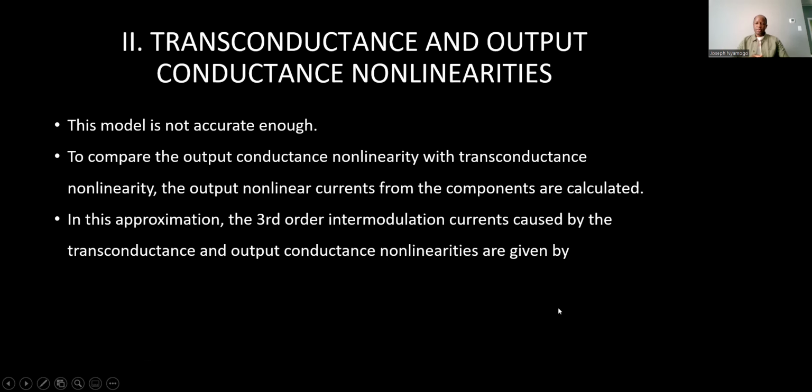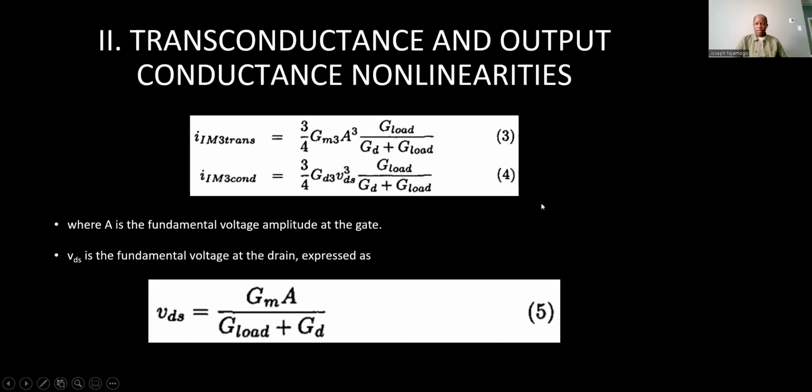Now, this model is not accurate enough to compare output conductance nonlinearity to transconductance nonlinearity. The output nonlinear currents from the components are calculated. In this approximation, third order intermodulation currents caused by the transconductance and output conductance nonlinearities are given by equations 3 and 4, I sub IM3 trans and I sub IM3 conductance. A is the fundamental voltage amplitude at the gate. VDS is the fundamental voltage at the drain, expressed as VDS = GM A over G load plus GD.